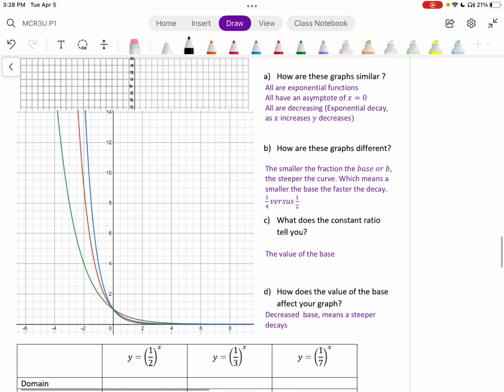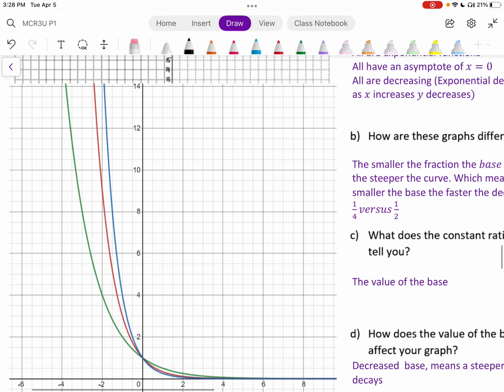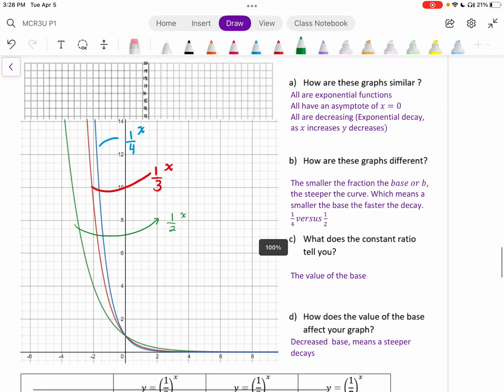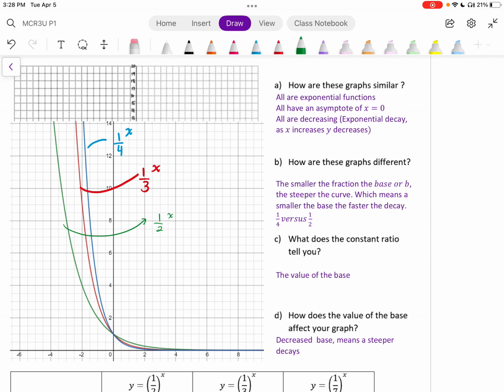Right, and if you graph these out, you'll notice that the graph representing 1 over 4 to the power of x is this blue graph. The red graph represents 1 over 3 to the power of x. And the green graph is 1 over 2 to the power of x. So there you have your 3 graphs.